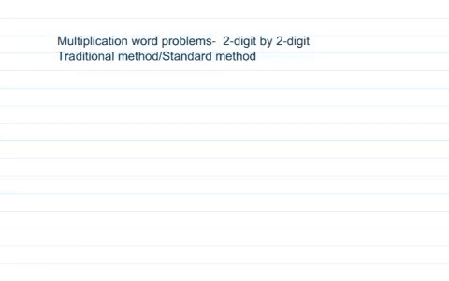Today I'm going to show you how to solve a 2-digit by 2-digit multiplication word problem using the traditional method, also called the standard method. It's not the area model. We've already used the area model before, but we're going to do a different method called traditional or standard method.